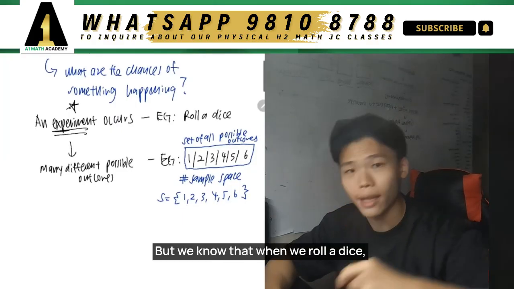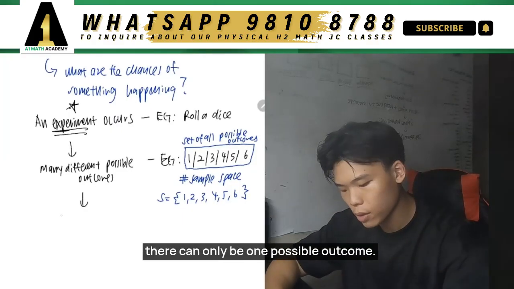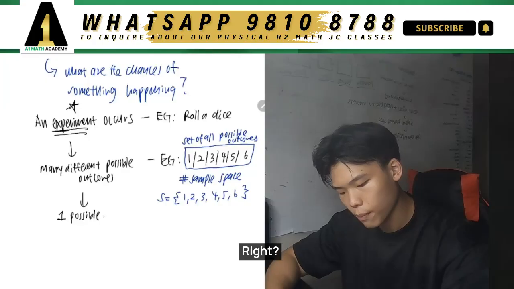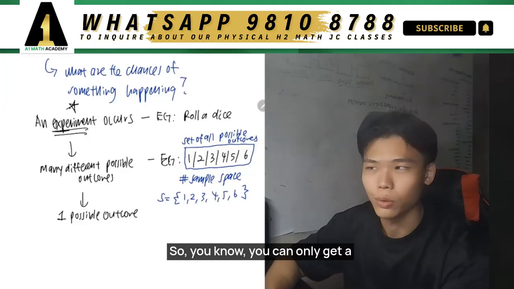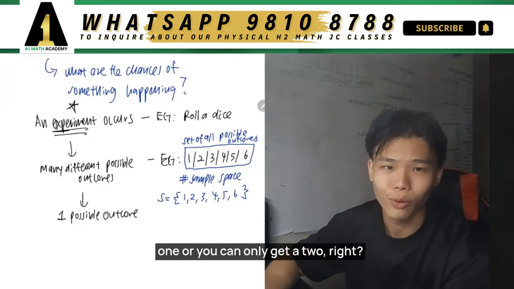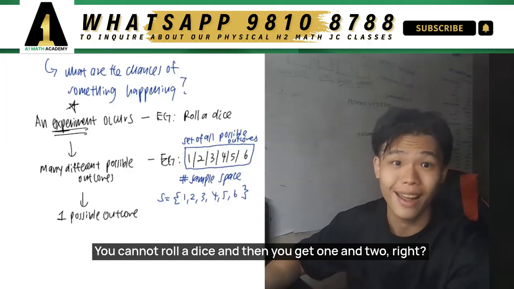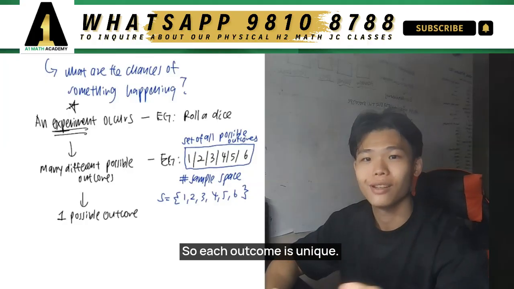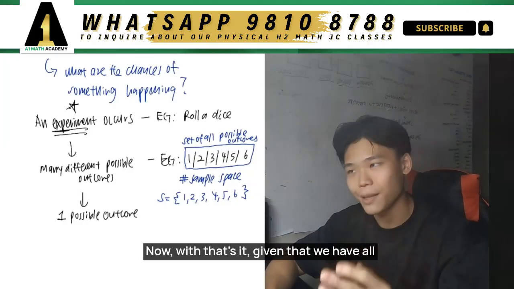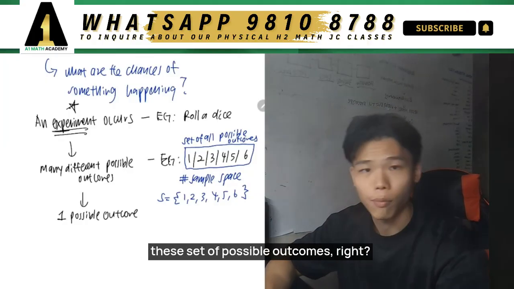But we know that when you roll a dice, there can only be one possible outcome. You can only get a 1 or you can only get a 2. You cannot roll a dice and get 1 and 2. So each outcome is unique.